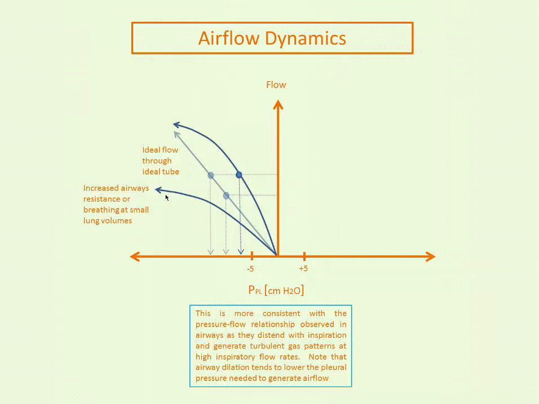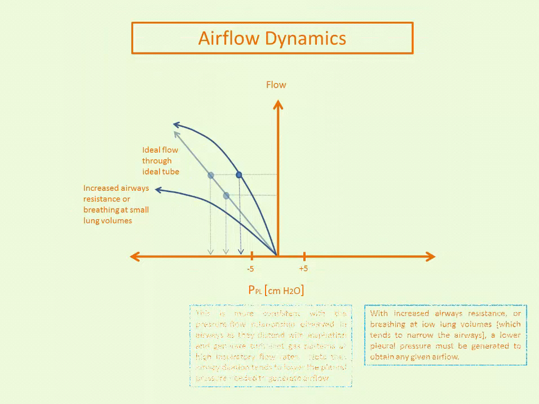It's very important, and I will describe a bit later in this talk, that airflow is highly dependent upon lung volume, and that is because, as I mentioned, at higher lung volumes the airways are distended open, so that increase in airway caliber tends to increase flow at a higher lung volume. Conversely, at a smaller lung volume, you have an effective increase in airway resistance, which is what you see by the shift down and to the left.